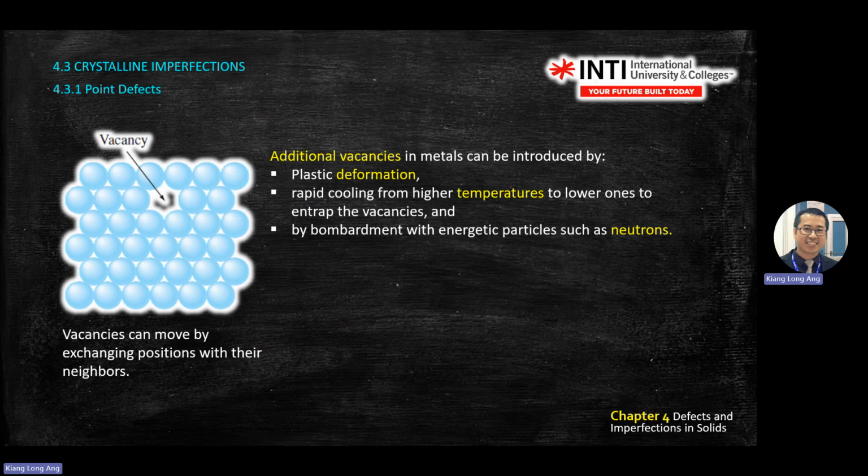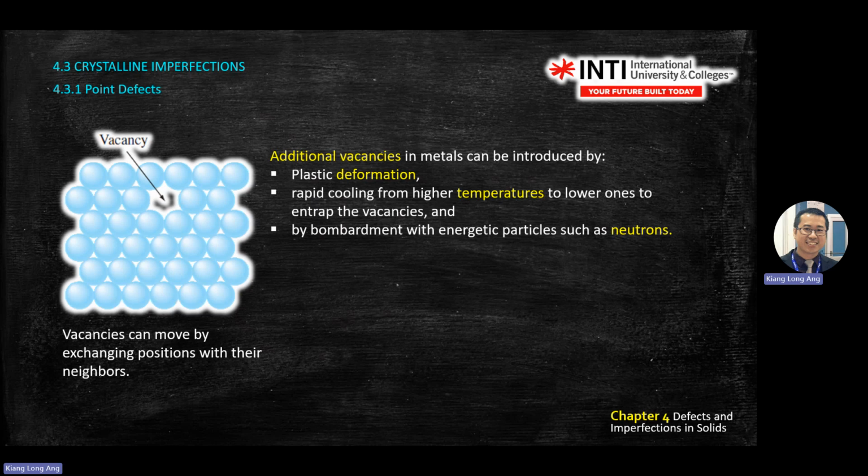After elastic, there's a plastic region here. Plastic means you pull and then you stay at the last pulled length. So this is when plastic deformation happens. There's a hole at that particular location. Then more and more vacancies will contribute to the fracture point. Fracture point. Okay. The second mechanism is rapid cooling from higher temperature to lower temperature, which traps the vacancies.